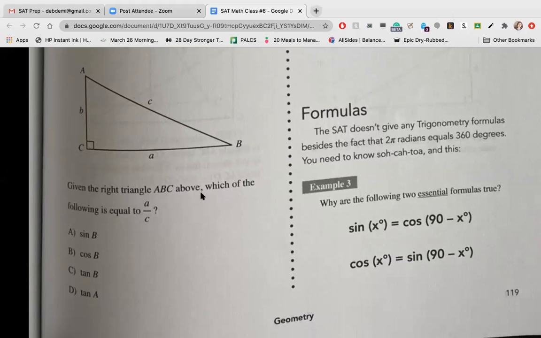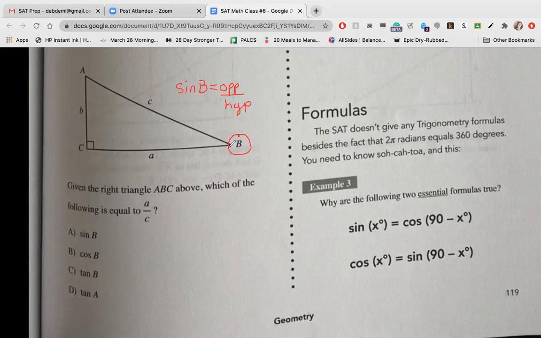Given the right triangle ABC above, which of the following is equal to A over C? Oh my goodness, it sounds like they're talking Chinese right now. But let's just break this down. If we do the sine of B, we'll do each one of them and see which one ends up being A over C. So let's do the sine of B. What does that mean? Here's B, right? The sine of B, this is for you, Judah, is opposite over hypotenuse.